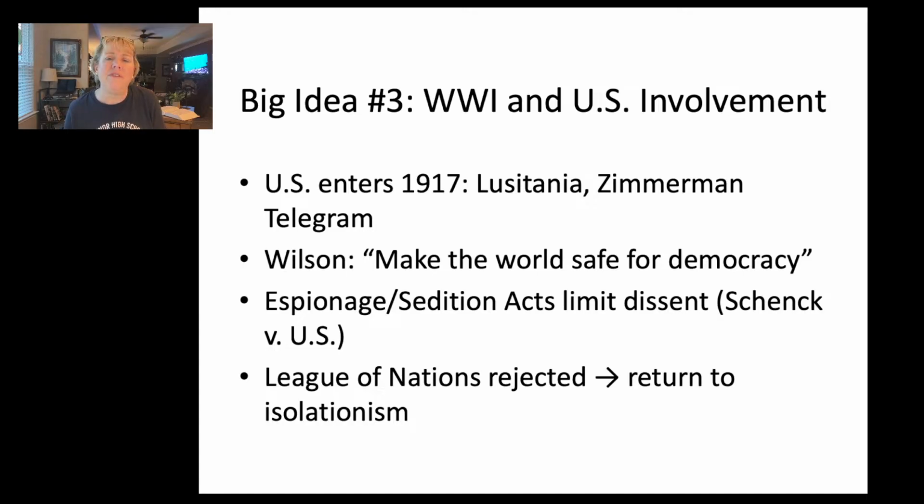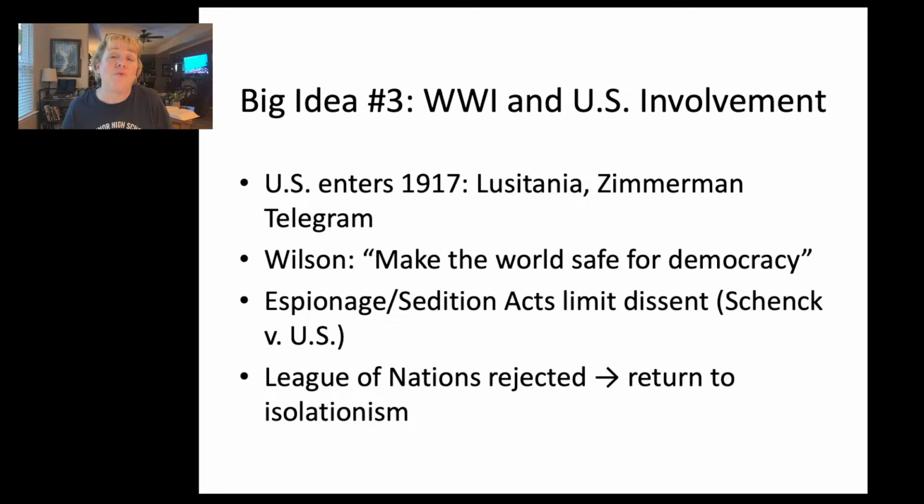The problem was the United States government, meaning the Senate, was not ready to accept the League of Nations. And when the Treaty of Versailles, just for those of you who still don't remember, the Treaty of Versailles was the treaty that was signed to end World War I. The Treaty of Versailles created the League of Nations.